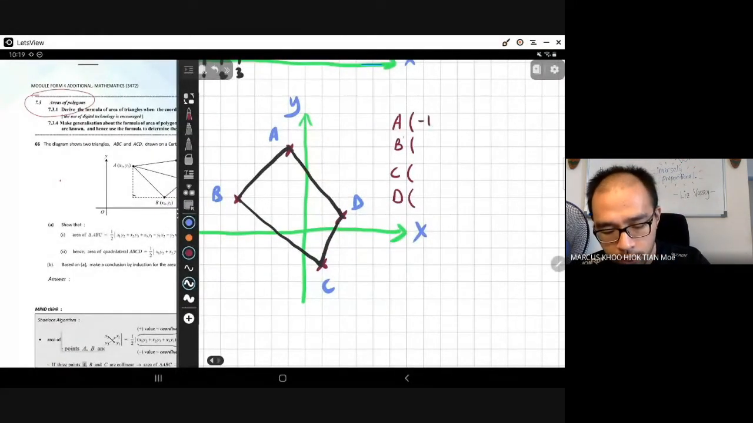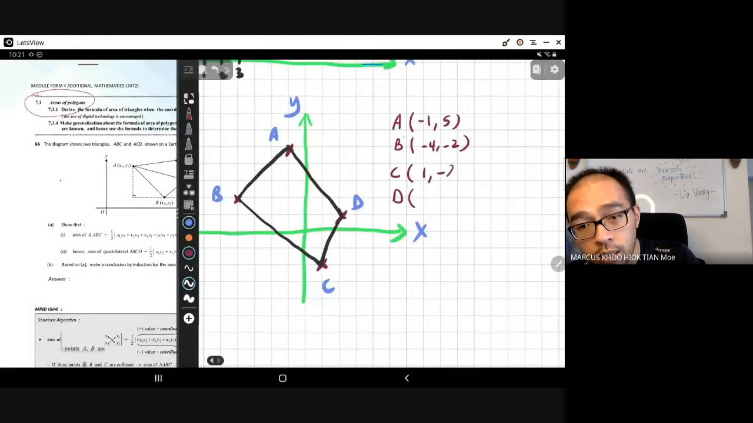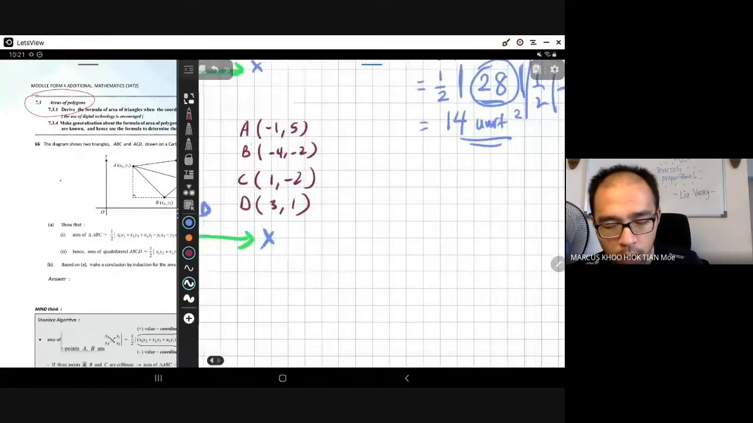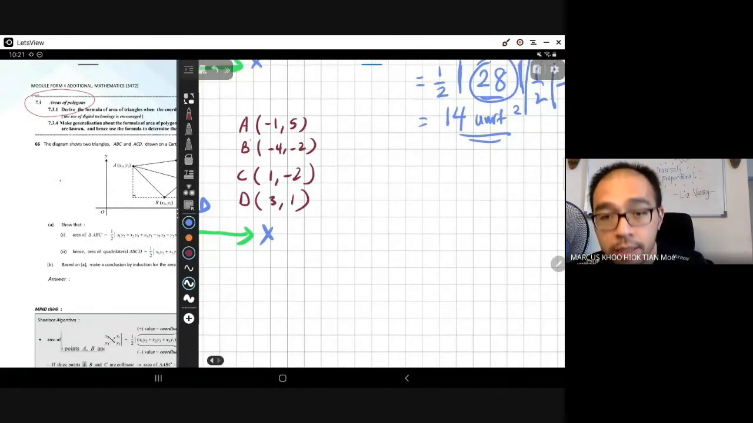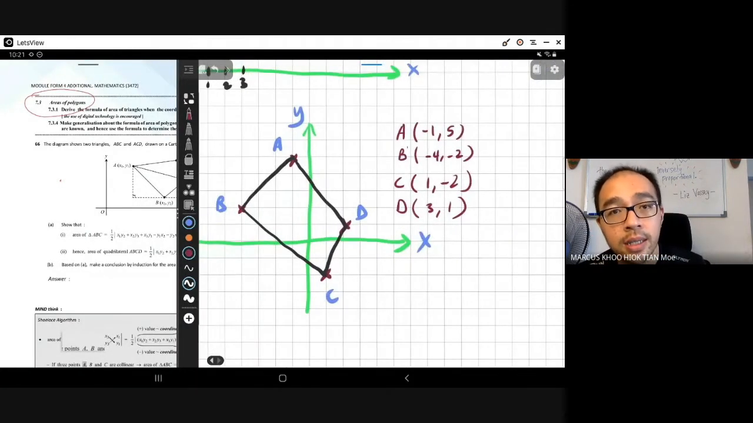Okay, B is -1 and 5, A is -4 and -2, C is 1 and -2, D is 3 and 1. Okay, same thing: when we do area, we decide the anti-clockwise position.